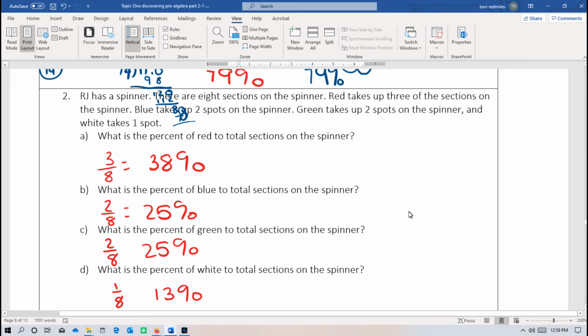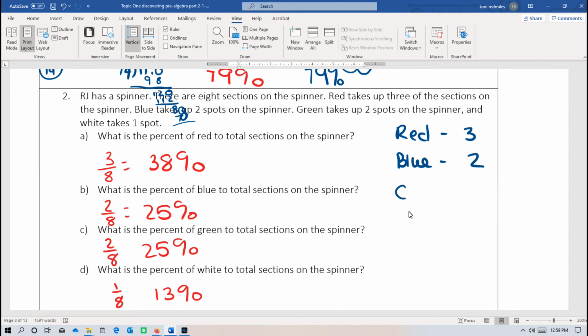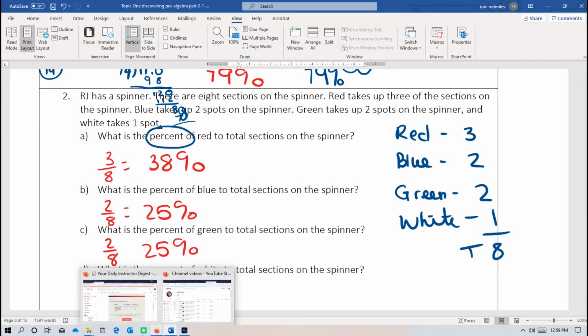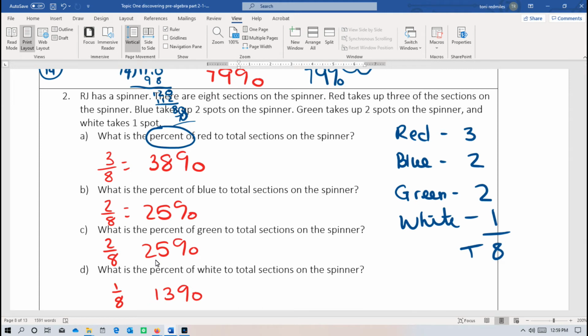So the percent of red, well, first we got to find red. Well, I'm going to actually write my stuff here. Red is 3, blue is 2. Make it easier for me to see, right? Green is 2 and white is 1, giving me a total of 8. All right. So if I want to know the percents, they have to be the part over the total. So I know all these are going to be 8 because they reflect a total.